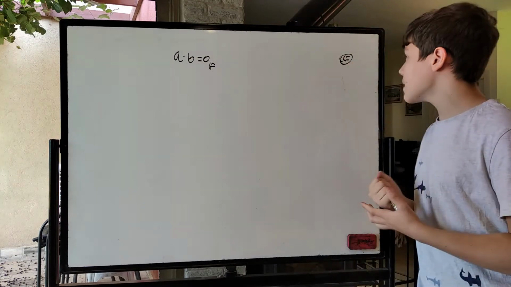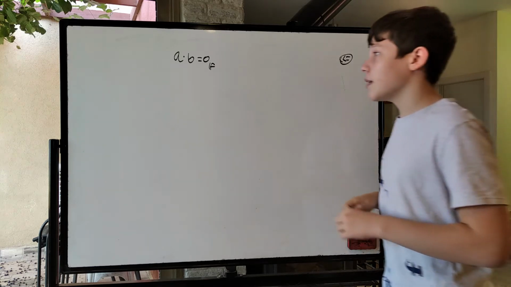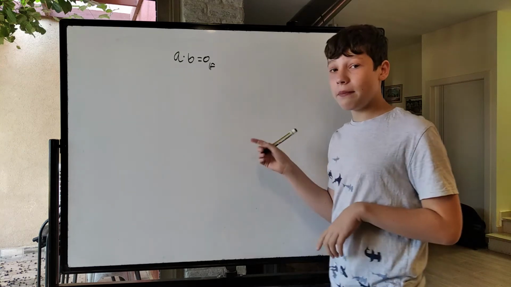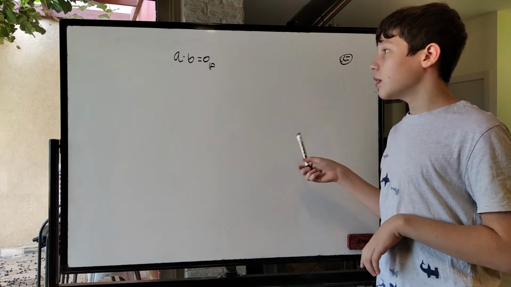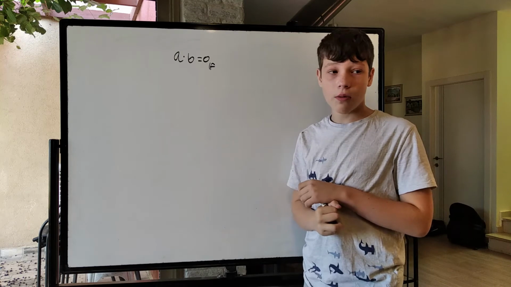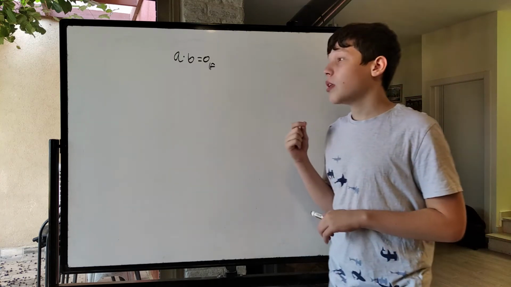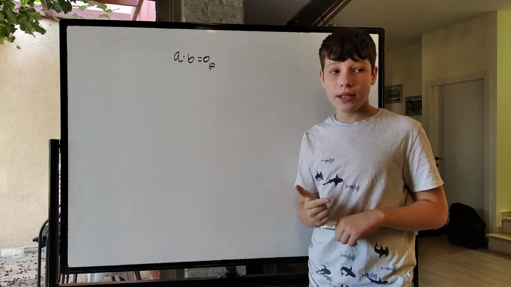Okay, now let's begin the second part of the proof. So we want to show that when we have A and B in our field F, and we're also given that A times B is our zero of the field, we want to show that either A is 0 or B is 0.